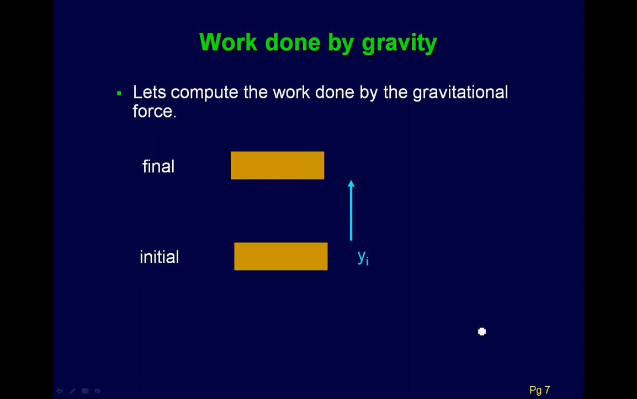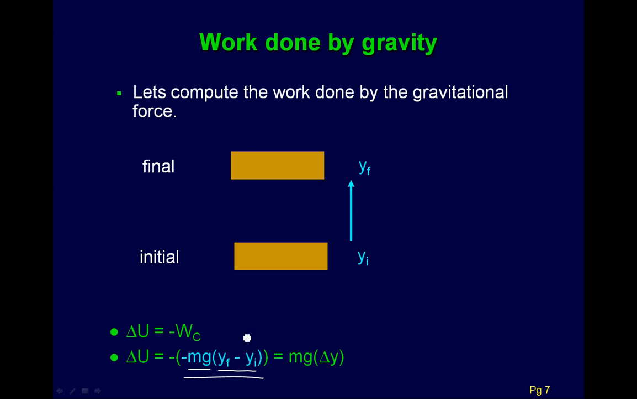So here again, if I'm moving this book from the initial to the final, if I look at the work done, well, the force is mg, and if I move it upwards, gravity is doing negative work. So inside here I get negative mg times the displacement. Well, with this negative, what that does is it says that the change in the potential energy is positive mg delta y. And hopefully that makes sense.